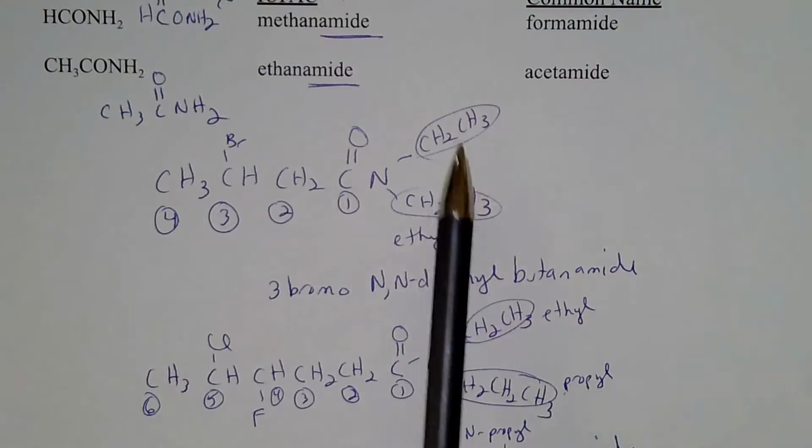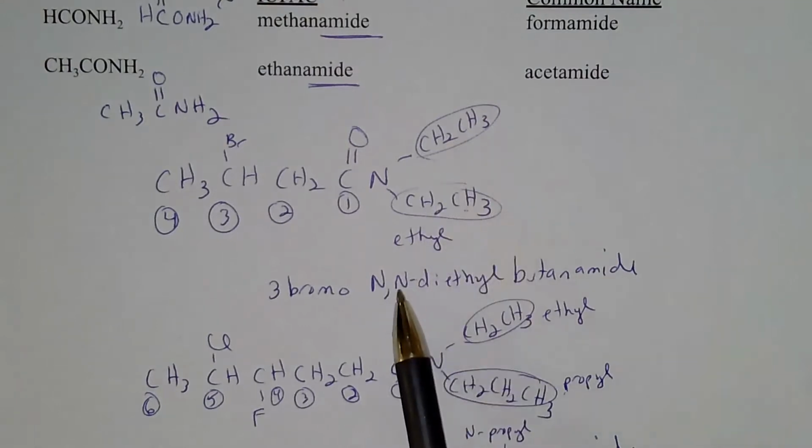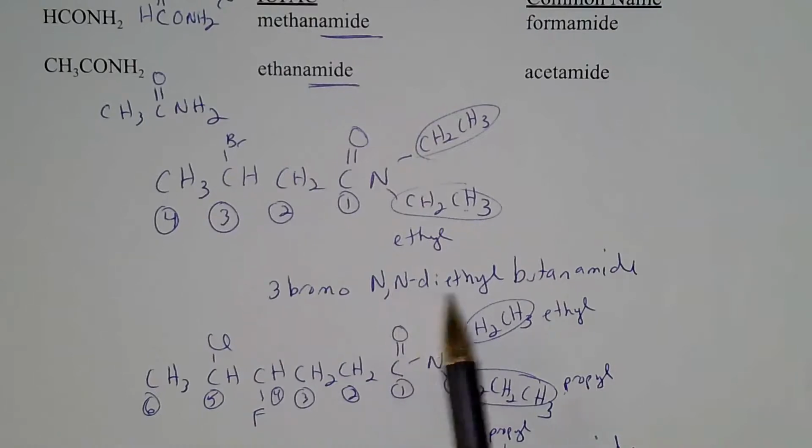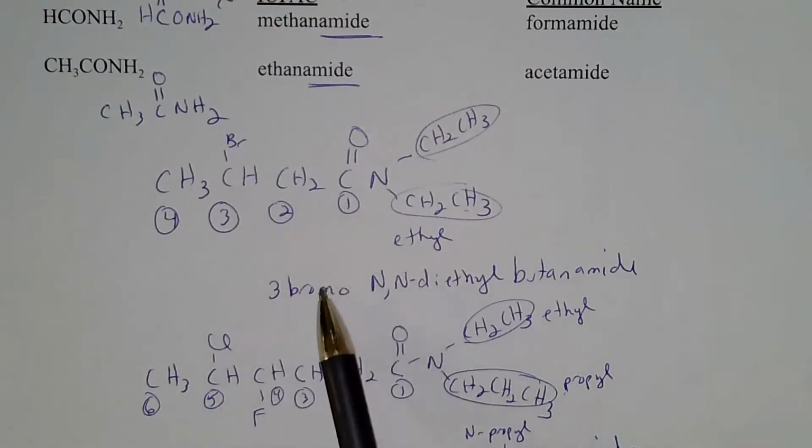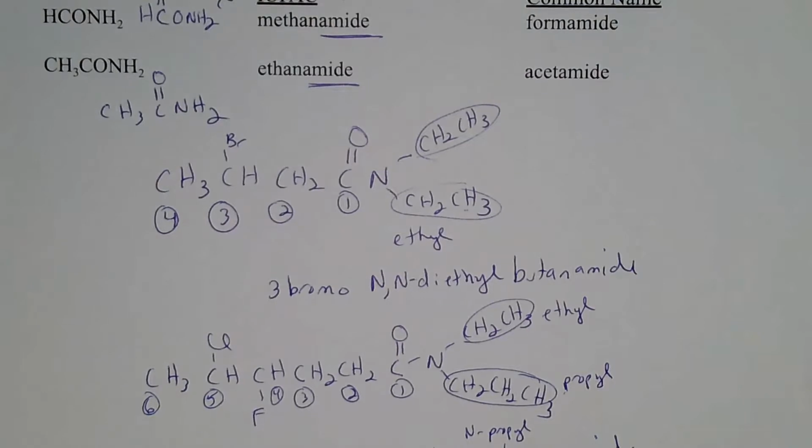I have 2 ethyl groups off of the nitrogen, so that's why I do N,N-diethyl for that part. And because I have a bromo off of the 3rd carbon, that's going to come first. So 3-bromo-N,N-diethylbutanamide for that example.